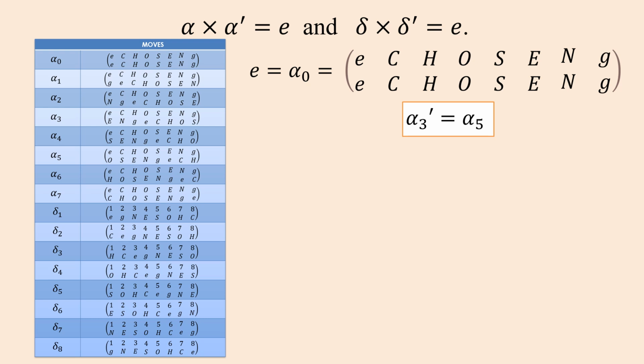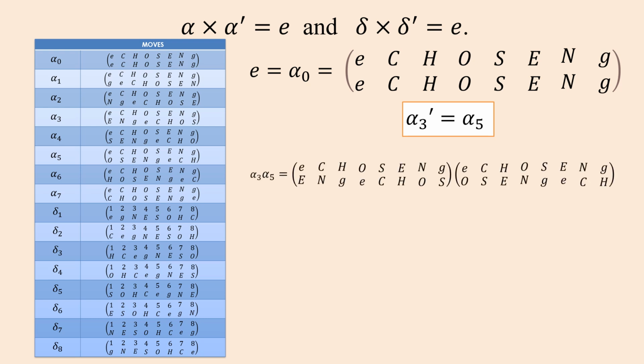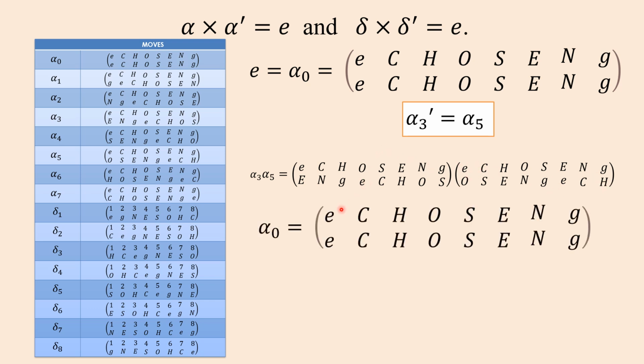Next, we have the inverse of alpha sub 3. The inverse of alpha sub 3 is alpha sub 5. Alpha sub 3, alpha sub 5, E, O, O, E, E, E, C, S, S, C, C, C, H, E, E, H, H, H, O, N, N, O, O, O, S, G, G, S, S, S, E, E, E, E, E, E, N, C, C, N, N, N, G, H, H, G, G, G. So it's true that the inverse of alpha sub 3 is alpha sub 5.